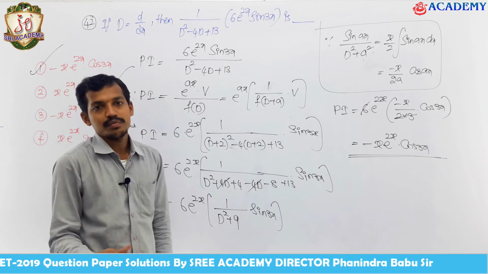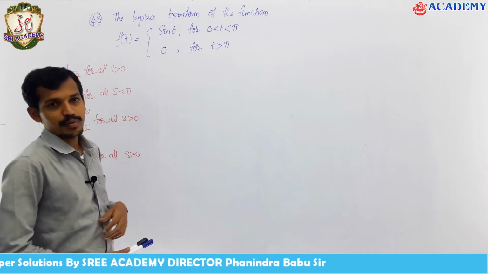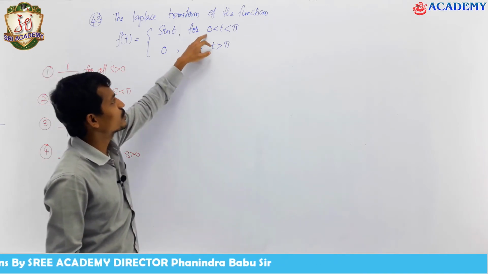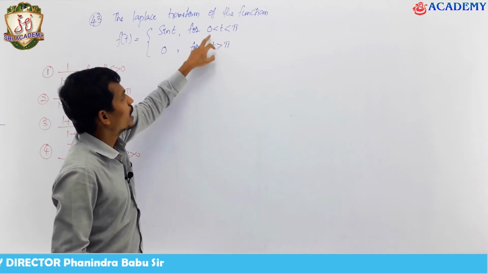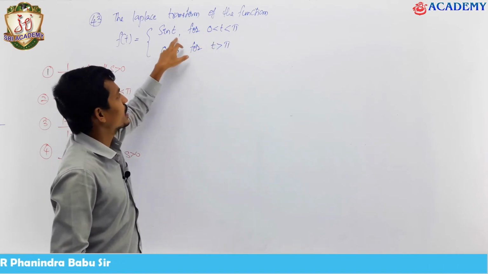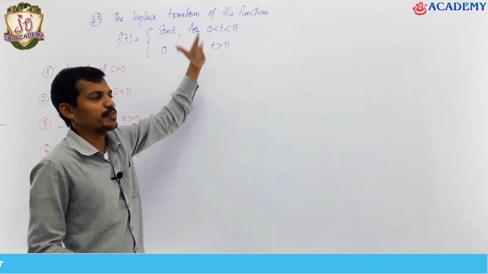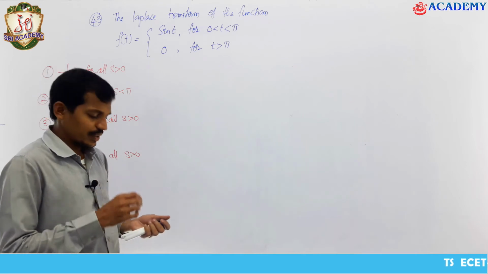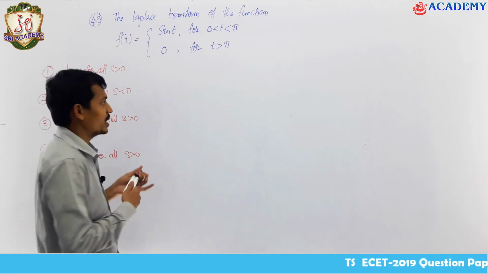Let's see another problem. It's a Laplace transform problem, but it is defined from 0 to pi. From 0 to pi, it is sin t, and greater than pi it is always 0, meaning greater than pi up to anything. First we have to find the Laplace transform for this.